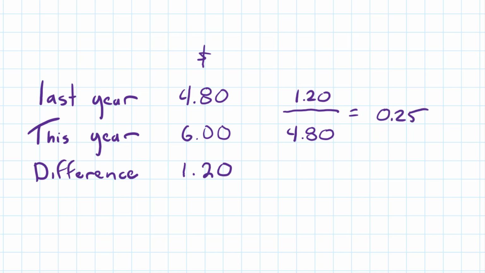0.25. And if we multiply that by 100, we turn it into a percent. So we see that the share price increased 25%. So the $1.20 increase in share price represents a change, an increase of 25%.